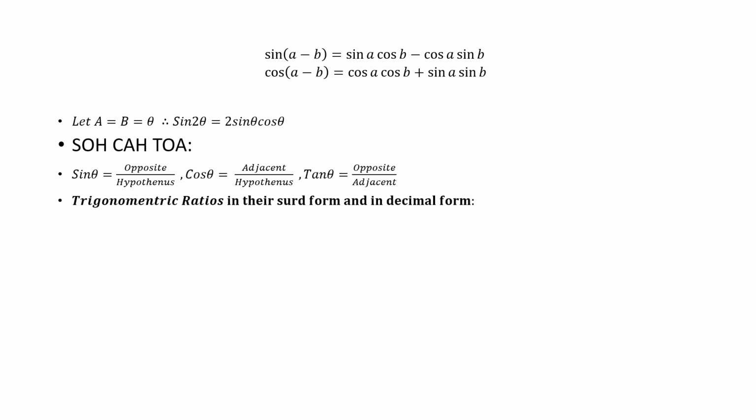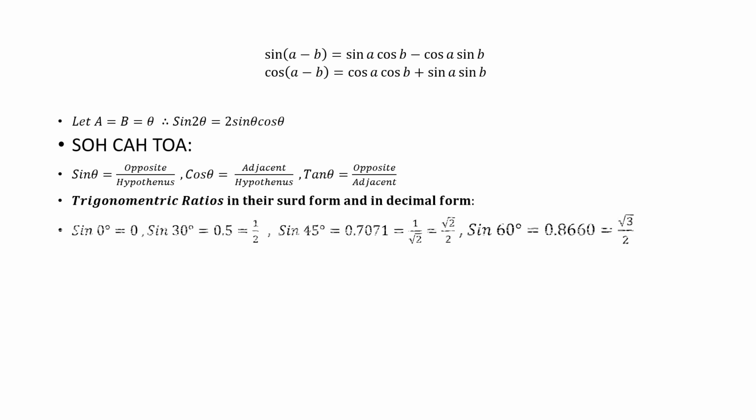So let's look at trigonometric ratios in their short form. You should note this down. You should know it by heart. Sin 0 equals 0. Sin 30 equals 0.5, I can write it as 1 over 2. Sin 45 equals 0.7071. I can write it as 1 over root 2, which equals root 2 over 2. Sin 60 equals 0.8660. I can write it as root 3 over 2.